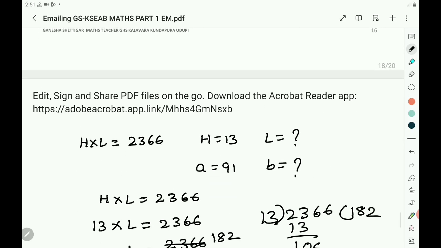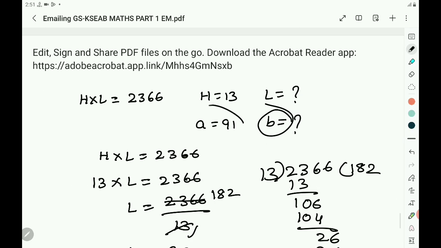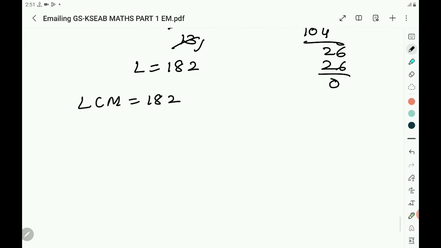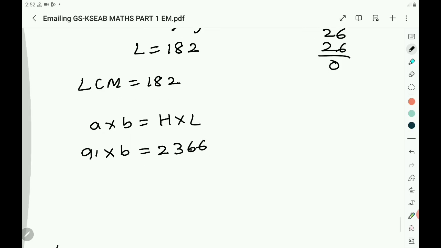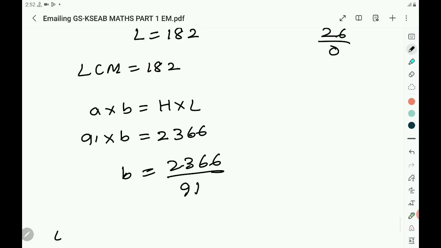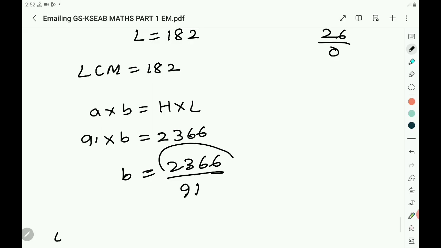Then to find the other number, one number is given. To find the other number, use the relation A into B equals H into L. A is given as 91, B is to be found out. H into L is given, that is 2366. Then B is equal to 2366 by 91. Then you divide 2366 by 91. If it is possible, try to divide.